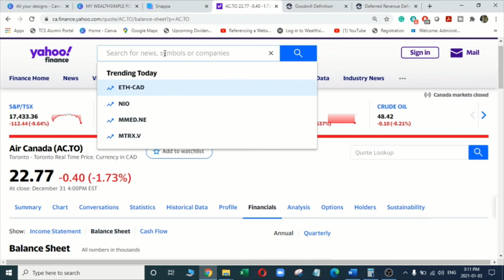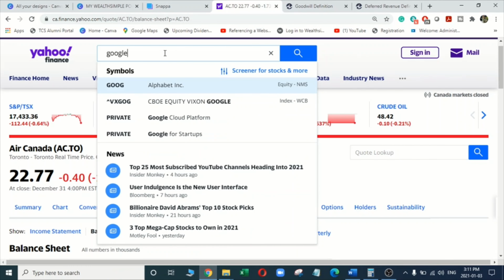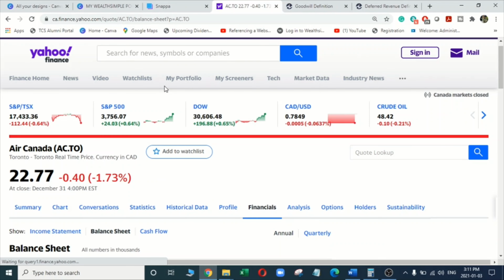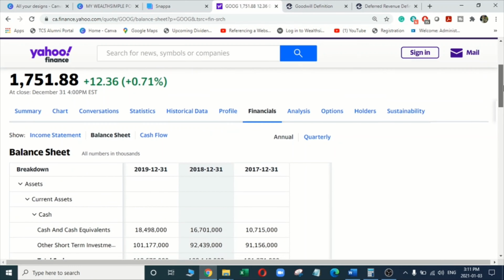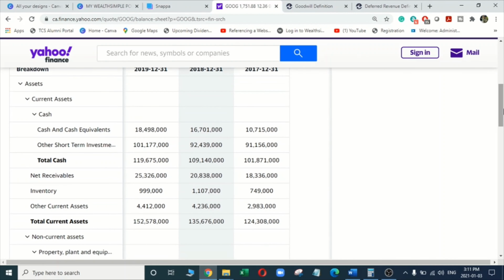Let's quickly go into the stock of Google now. If we type Google, there is a ticker symbol of GOOG, and it's trading at about 1751.88 as of now. If we go into the balance sheet of Google, we can see the total cash. See guys, this is the balance sheet that I was talking about. In 2017 the total cash is 101 billion, which is damn huge. In 2018 it comes out to be 109 billion, and in 2019 it comes out to be 119 billion.